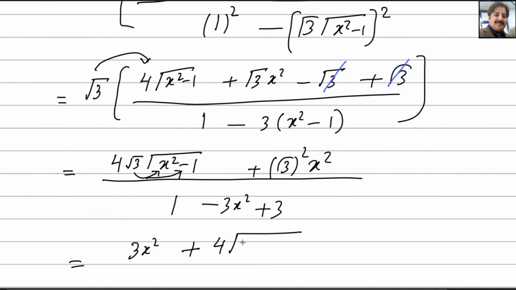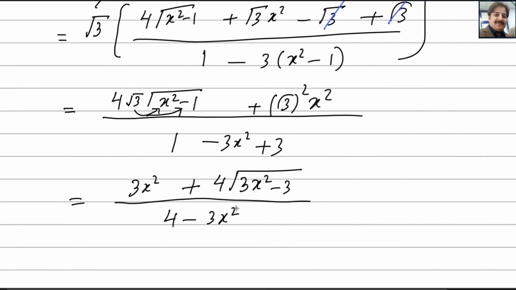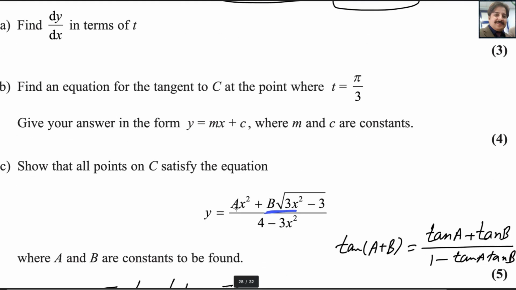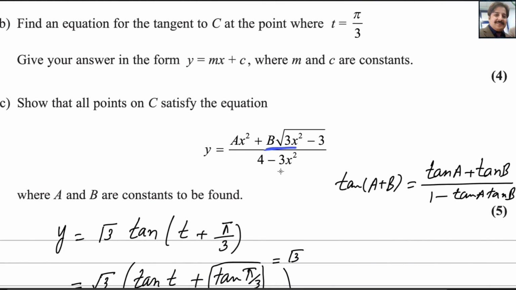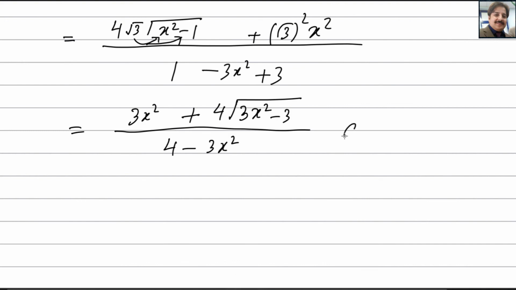3 multiplied by x square will be 3x square, and this 3 multiplied by negative 1 will be negative 3, and in the denominator it will be 4 minus 3x square. Hopefully this is exactly according to our requirement. Here is x square and the denominator is 4 minus 3x square, so outside of the square root we have the value. It is as required.